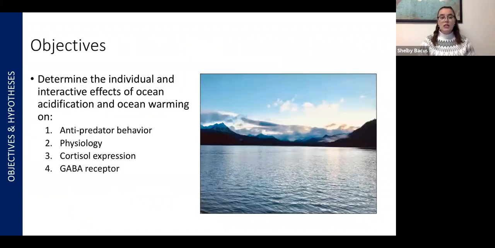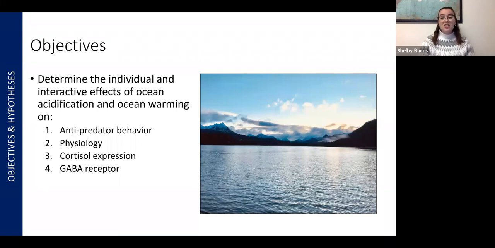So this project looked to determine the individual and interactive effects of ocean acidification and ocean warming on 4 different parameters. One being the anti-predator behavior of Lottia in the presence of its sea star predator, so whether or not behavior is modified by OA and OW conditions. Number 2, we wanted to look at the physiology of Lottia. And to do this, we looked at metabolic rate and thermal tolerance.